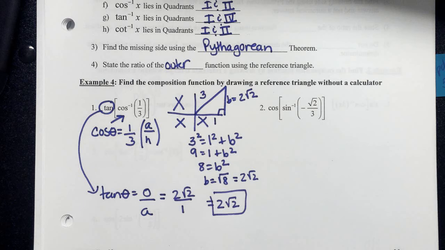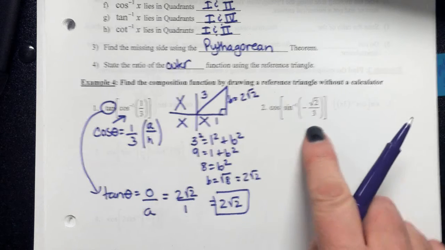So you use that inner function to set up your triangle and to find the sides of the triangle. Once your triangle is set up, you look at the outer function and set up your SOHCAHTOA ratio from the triangle that you labeled. So let's take a look at number 2.